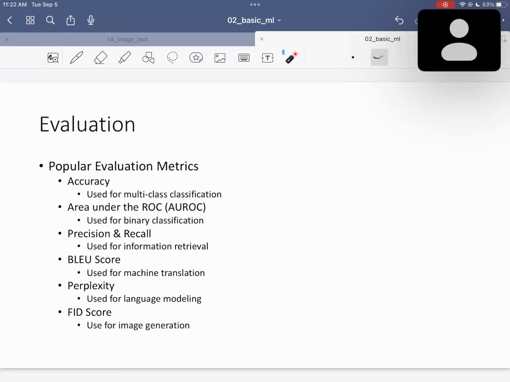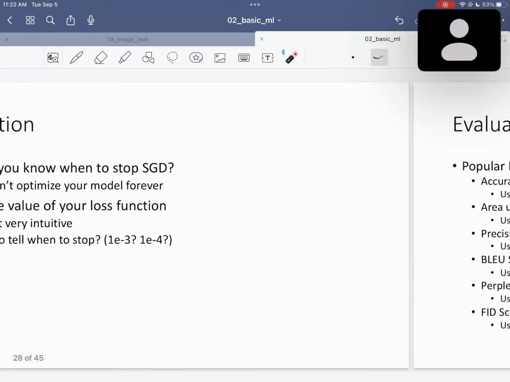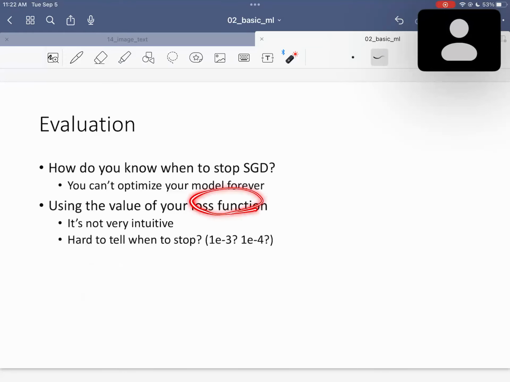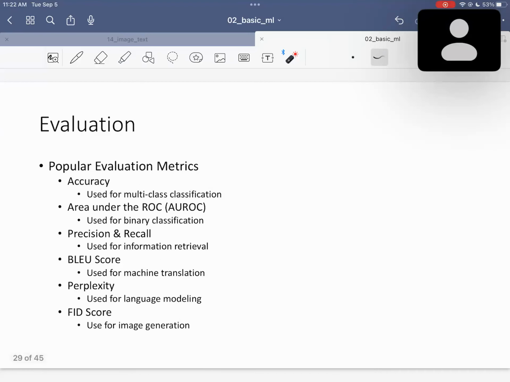You decide when to stop, but instead of using the loss value, you use these popular metrics to decide when to stop. Precision, recall, BLEU score, perplexity, FID score, these are all very popular metrics, and we'll take a look at a couple of them next time.